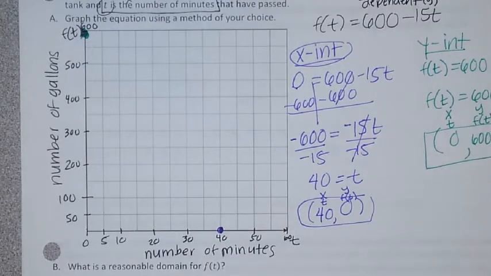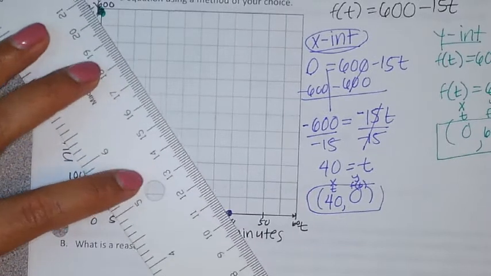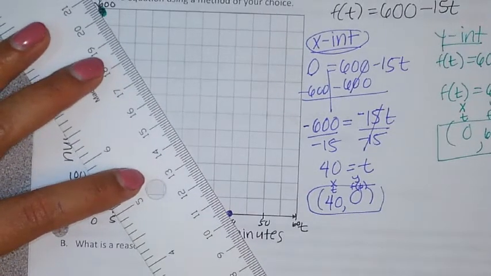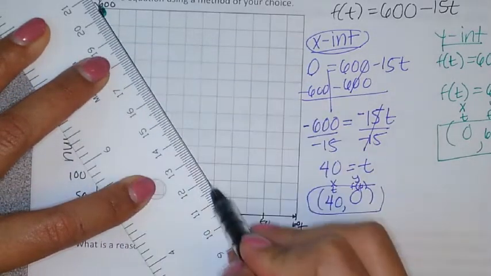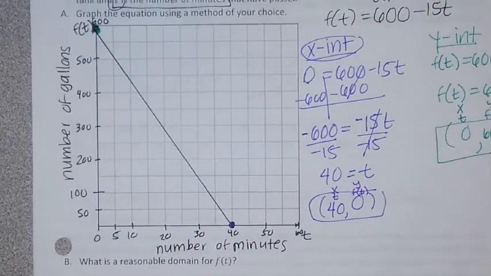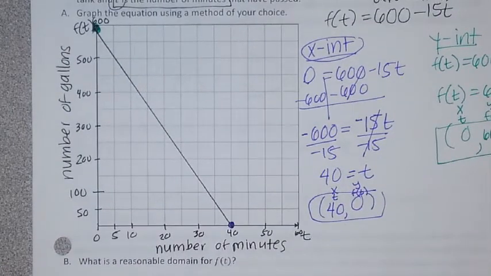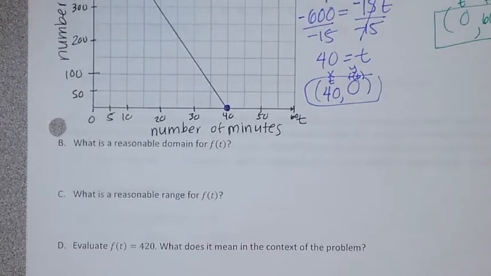So now that I know that it is continuous, now I can make my line. Okay, so I will go from here and draw my line. Okay, so this is what the function would look like on the graph. So I've done letter A. Now I have to find domain and range for f of t.